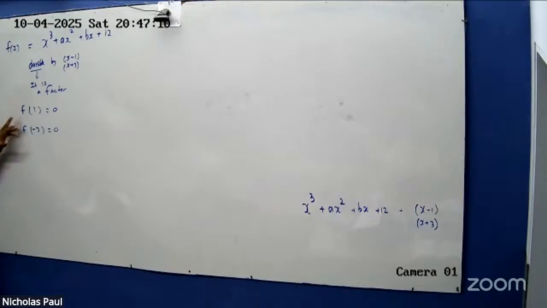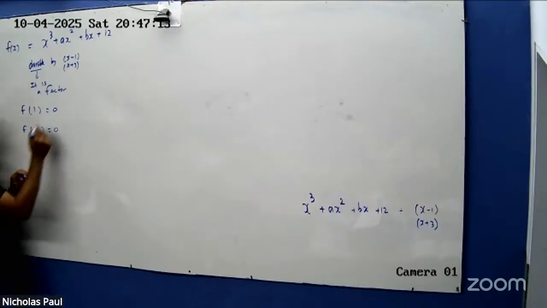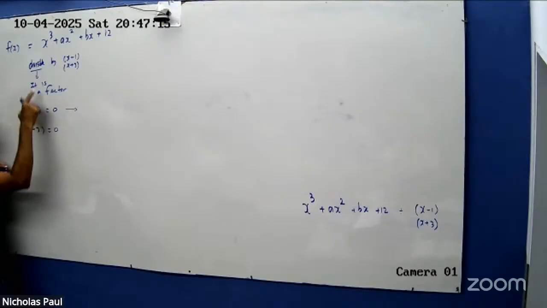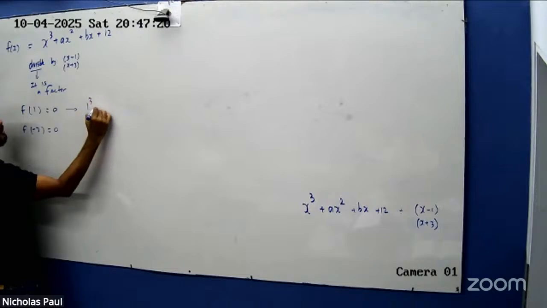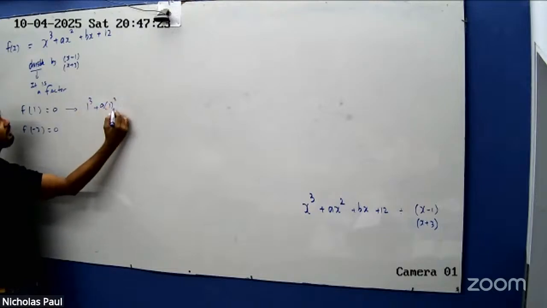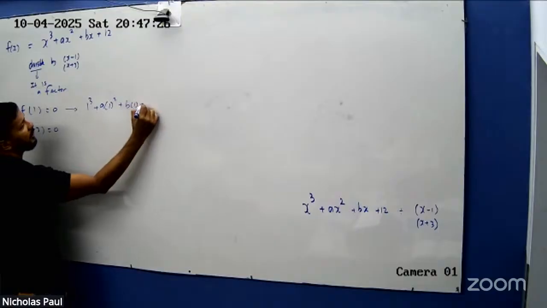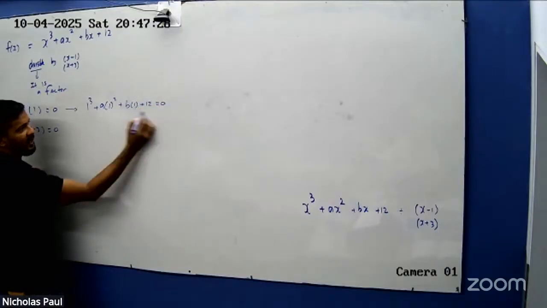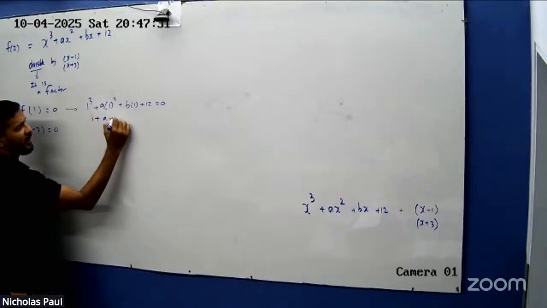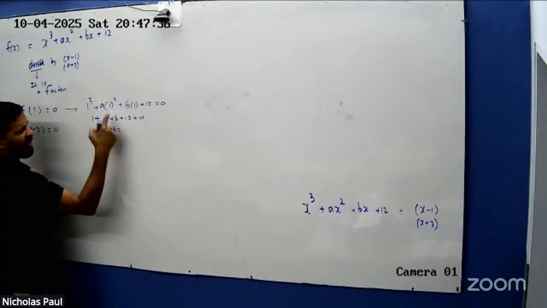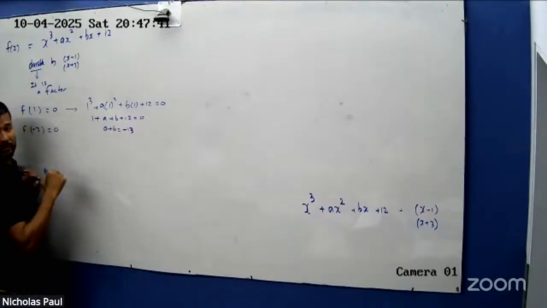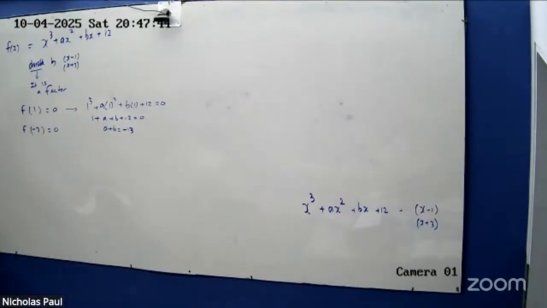How do I find f of 1 equal to 0 now? What do I do? Put 1 in for x. So it will be 1 cubed plus a by 1 squared plus b by 1 plus 12 is 0. Simplify that out and you'll get 1 plus a plus b plus 12, so you'll get a plus b. You can leave it there or carry it across. 1 plus 12 is 13. When you move it across, minus 2. Everybody okay with that?